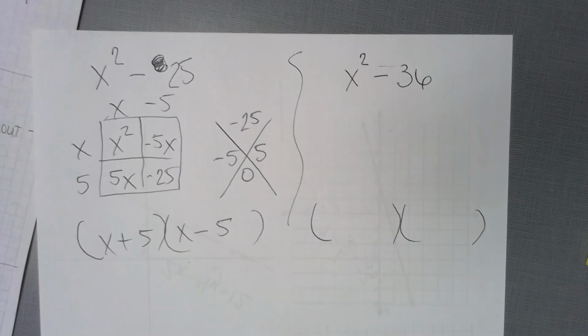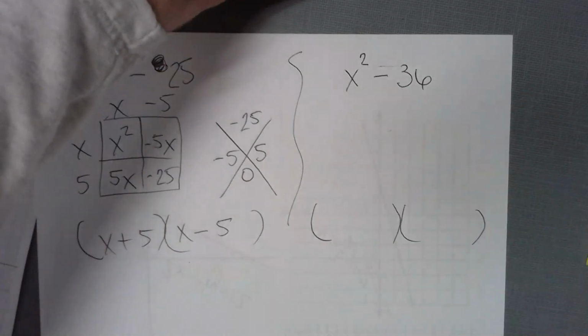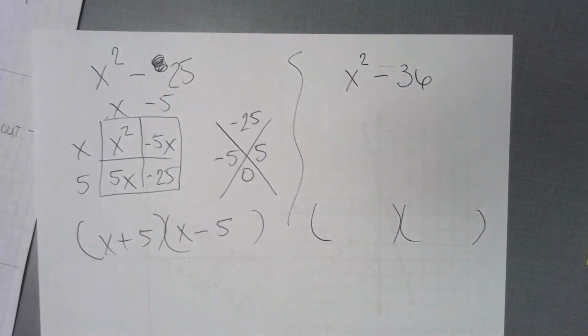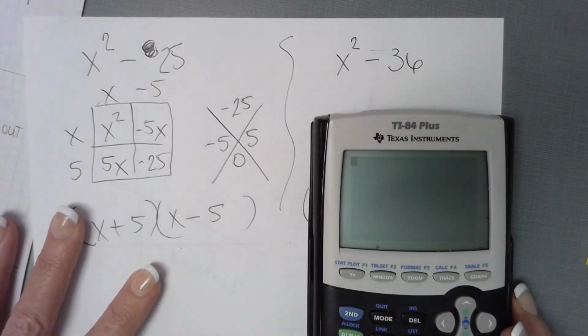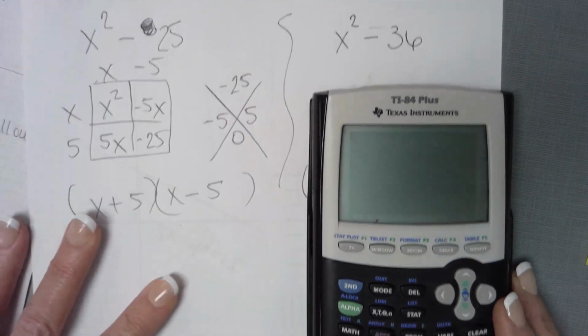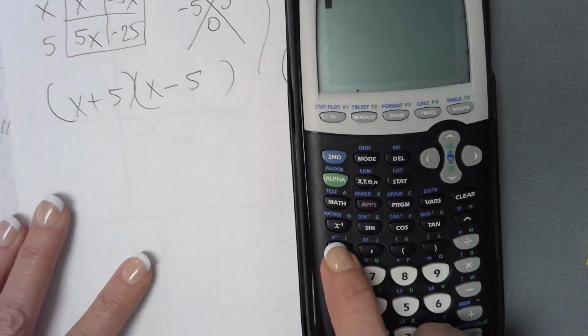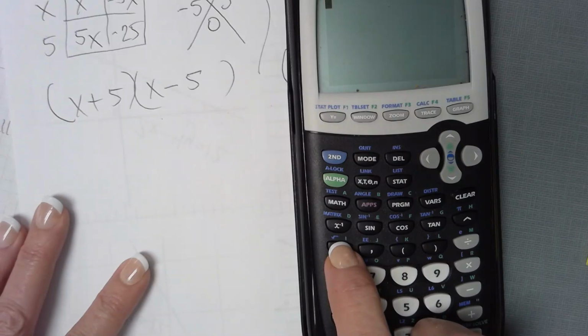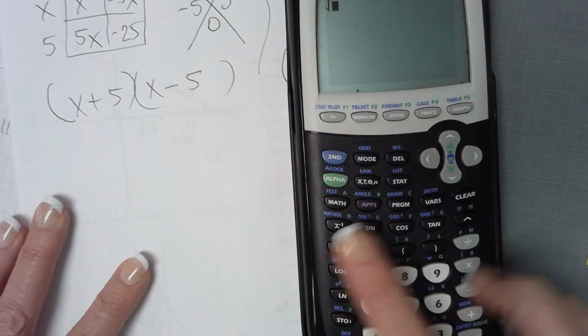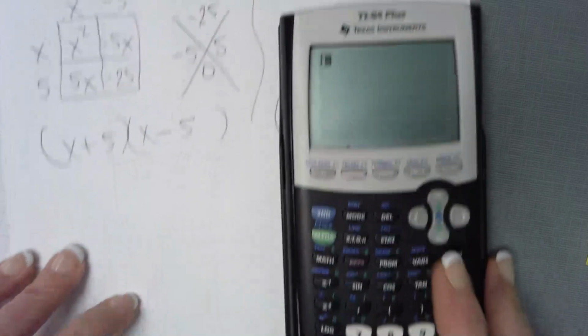So y'all notice, everybody, let me show y'all a trick. Everybody, look. See your square root button in yellow? Everybody do second square root and put 36 in there.